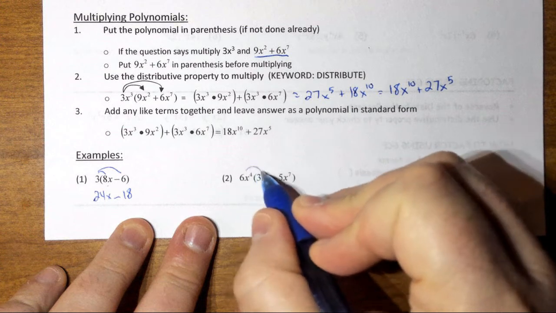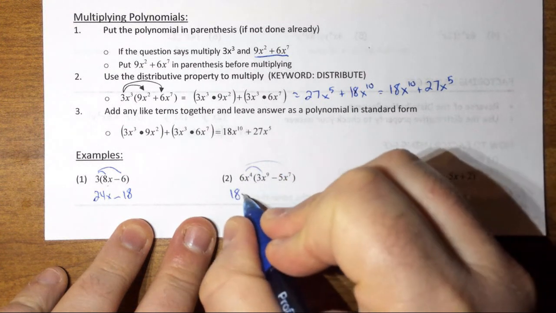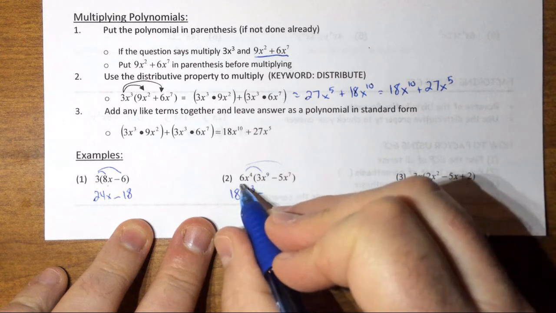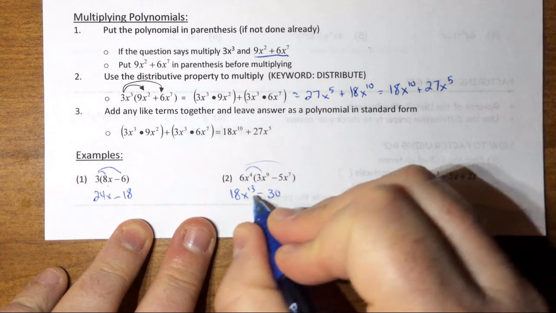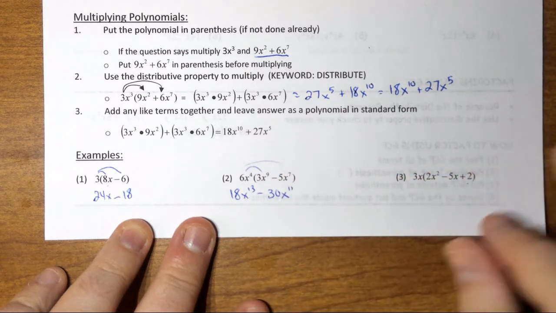Okay, so here we go. So distribute. So 6 times 3 is 18. 4 plus 9 is 13. Minus 6 times negative 5 is negative 30, so minus 30. And then we have 4 and 7 is x to the 11th.